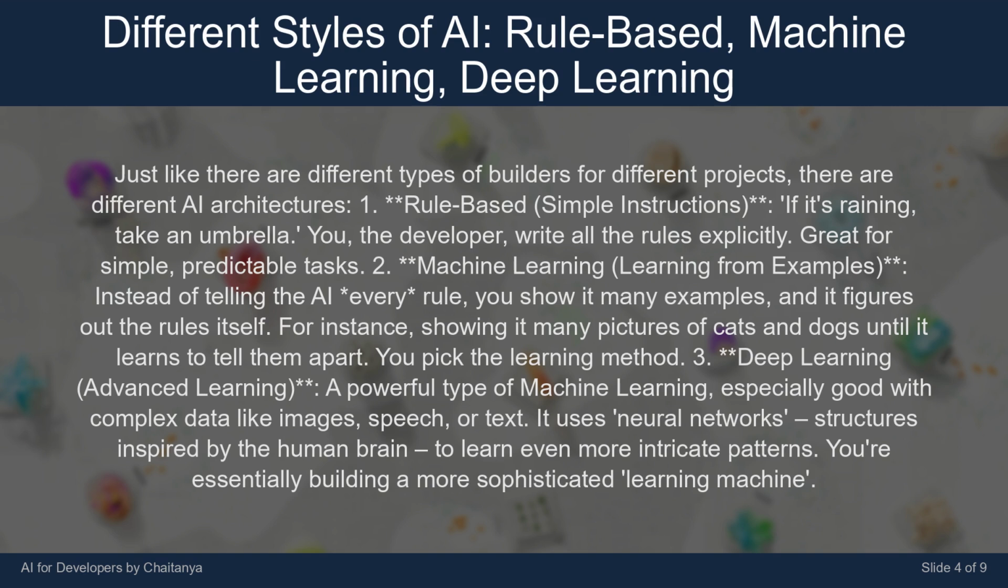3. Deep learning. Advanced learning. A powerful type of machine learning, especially good with complex data like images, speech, or text. It uses neural networks, structures inspired by the human brain, to learn even more intricate patterns. You're essentially building a more sophisticated learning machine.